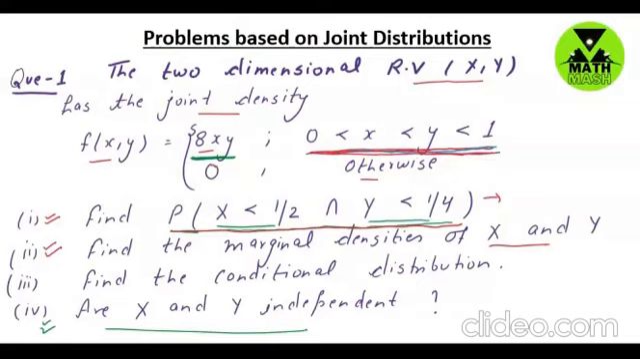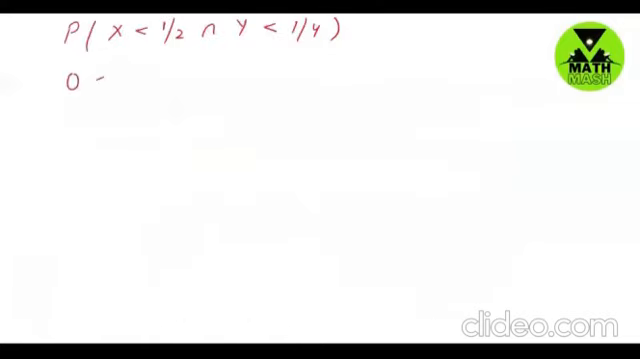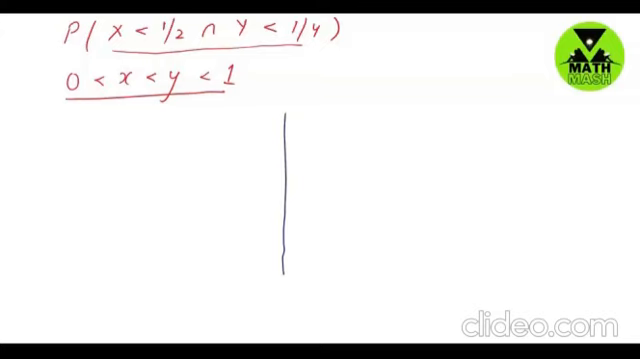So the actual domain is 0 is less than x is less than y. So first we sketch this actual domain, that is 0 is less than x is less than y is less than 1. In this region the function is well defined. Then we'll find out the common region according to this problem. If we are plotting the function, this is the y-axis, this is our x-axis.